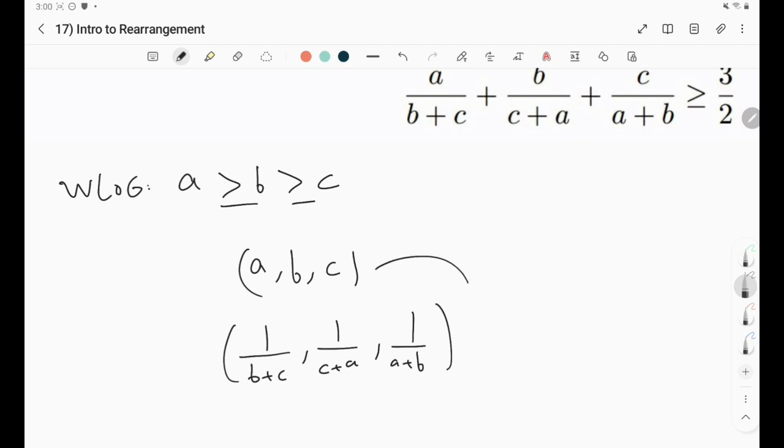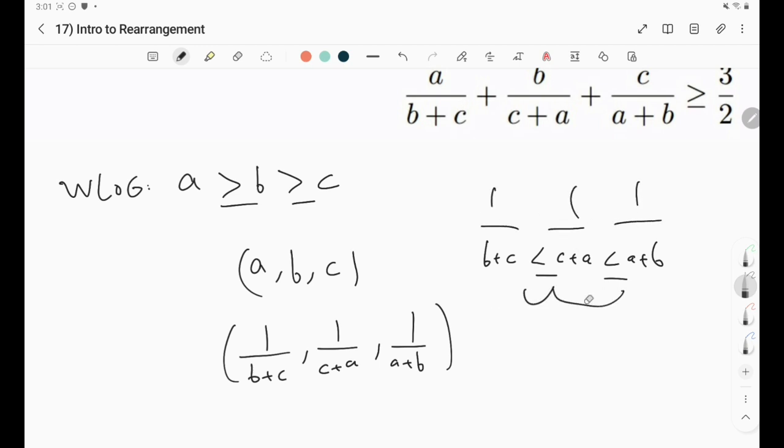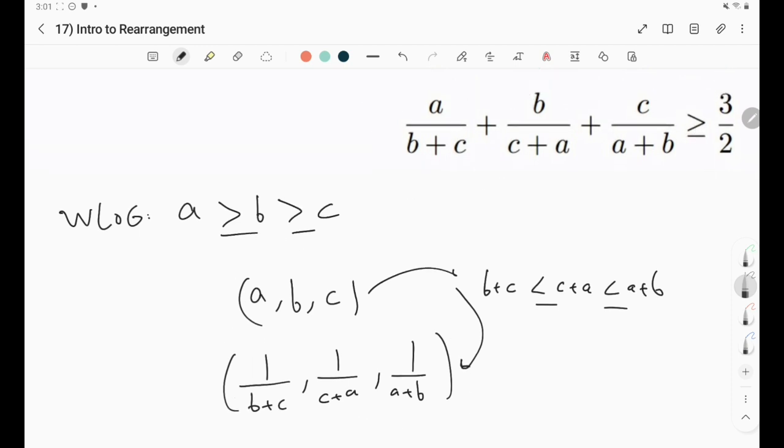Basically, to get this you can do it step by step if you want. You can say that B plus C is less than C plus A, which is less than A plus B. Clearly this is true. C is less than B, and here B is less than A. So this thing is true. Then you can just take the reciprocal, flip the inequalities, and now you're good. So now indeed we know that they have the same order. That means that it's indeed the greatest sum, the S max. Okay, however, how can we get 3 over 2?